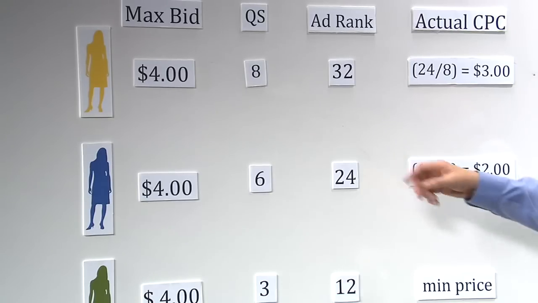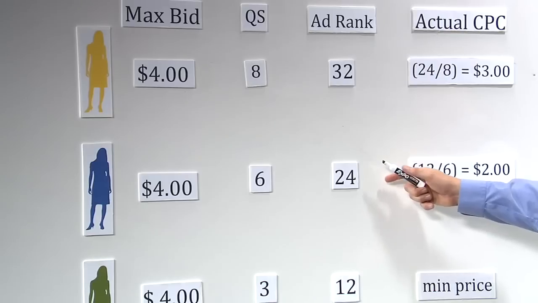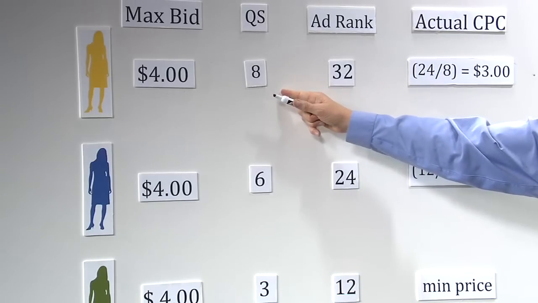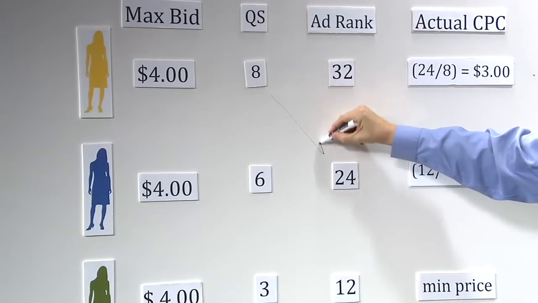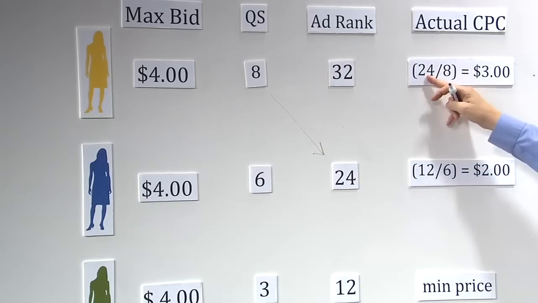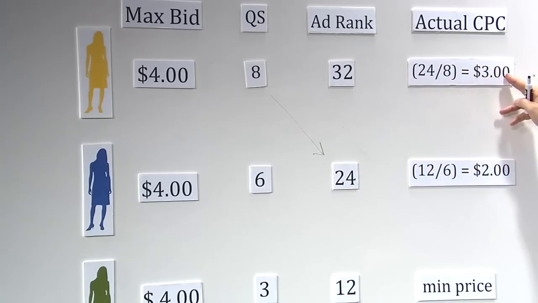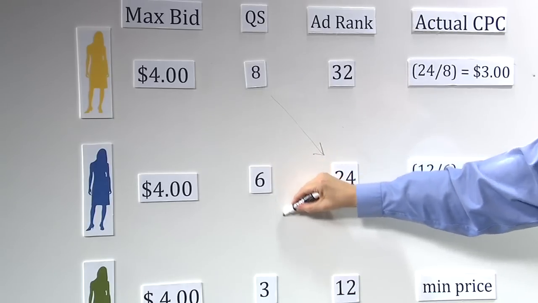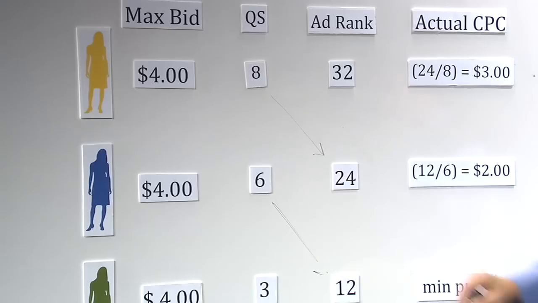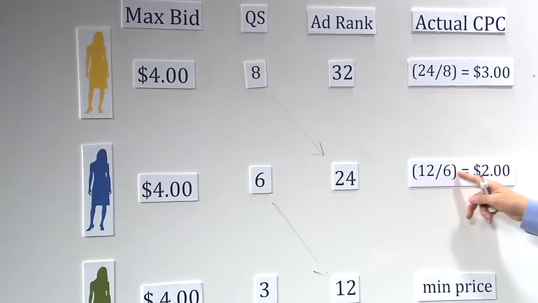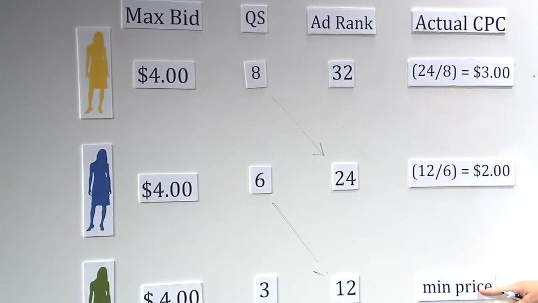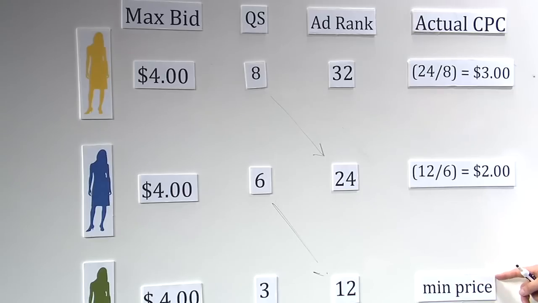So what determines the price? Well, the price is going to be the ad rank of the advertiser below divided by the quality score of the given advertiser. So in this particular case, it's going to be 24 divided by 8, or 3. In this case, it's going to be 12 divided by 6, or 2. And finally, for the last advertiser, in this example, there's no advertiser below the last advertiser, so the price this person ends up paying per click is just the minimum price that's determined for that auction.